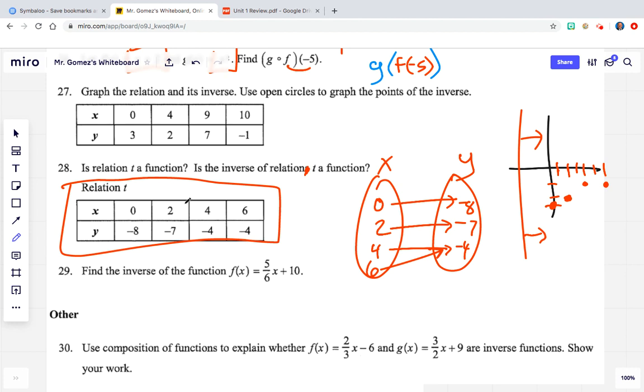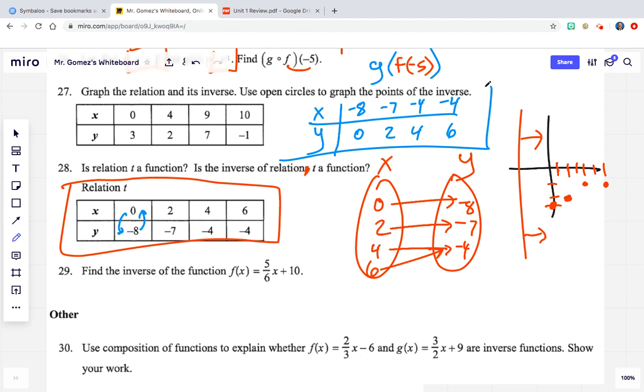Okay, but now let's look at the inverse relation. So the inverse relation is going to be them flipped. Okay, so we're going to say x and y, but then all of these will be flipped. The new x will become -8, and the new y will become 0. Like on all of these, -7, 2, -4, 4, and then -4, 6.